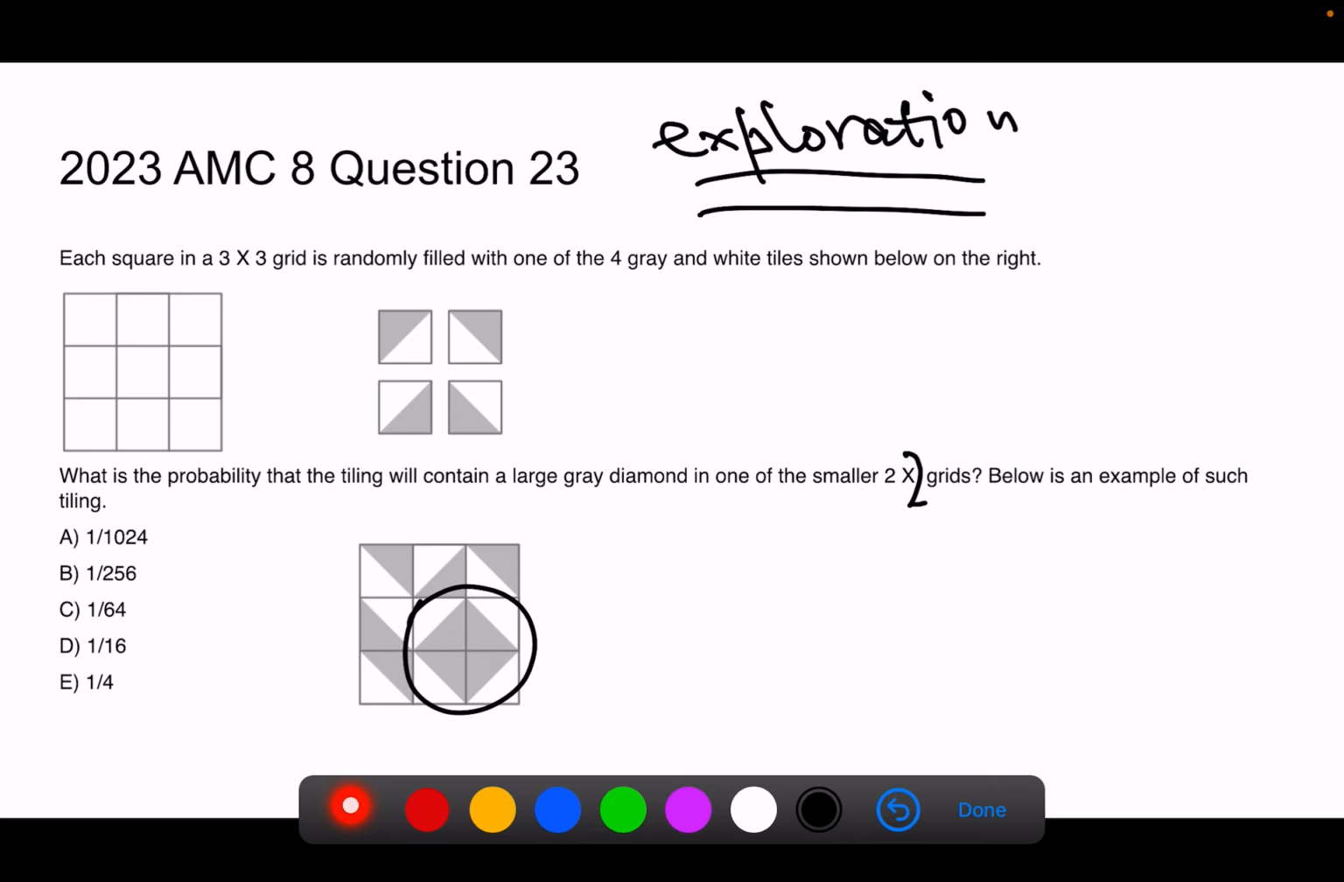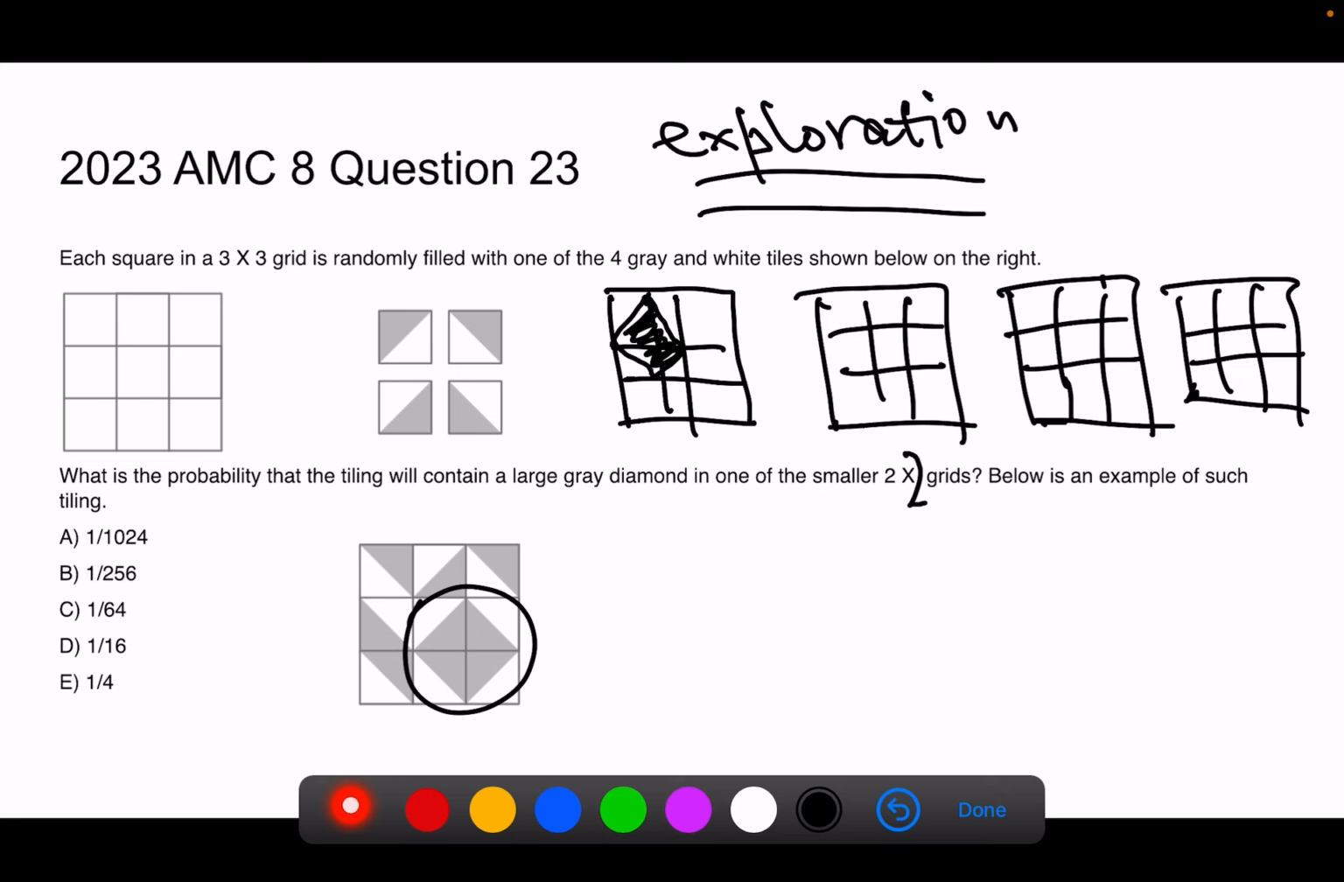For that diamond, the first way to do that might be this, the top left. Another way to do that is top right. Or you can do bottom left. Or you can do bottom right. And that is it. There's no other possibility.